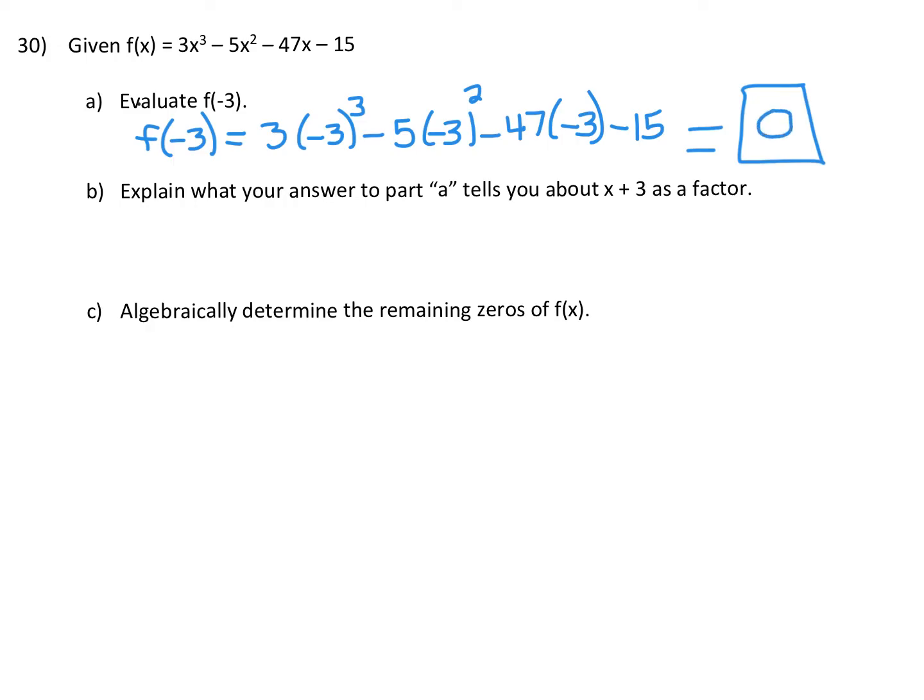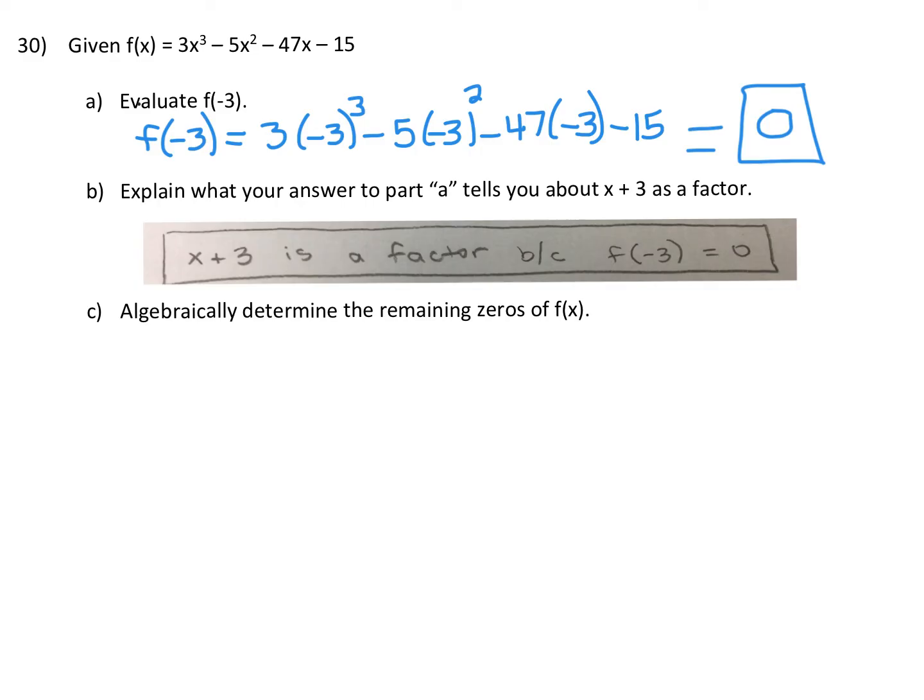Now, part B says, explain what your answer to part A tells you about x plus 3 as a factor. Well, doesn't the remainder theorem say that instead of dividing by x plus 3, if we substitute in negative 3, whatever the answer is would be the remainder? Because we have a remainder of 0, that means that x plus 3 divides into it evenly, so x plus 3 is a factor. In other words, x plus 3 is a factor because f of negative 3 equals 0.